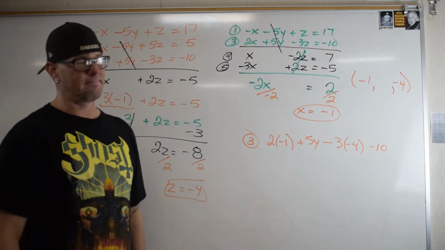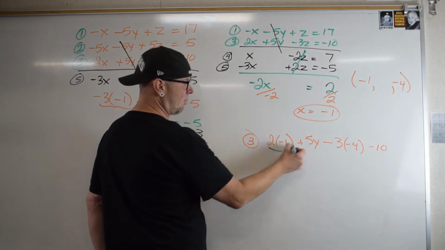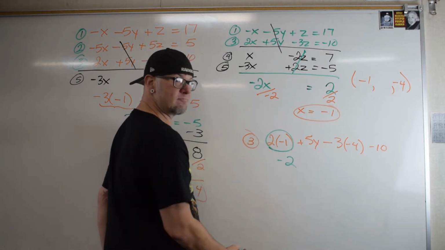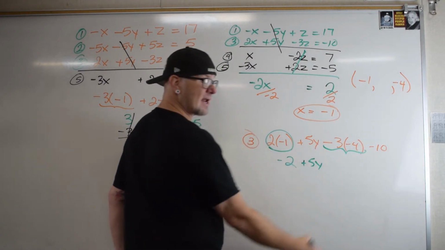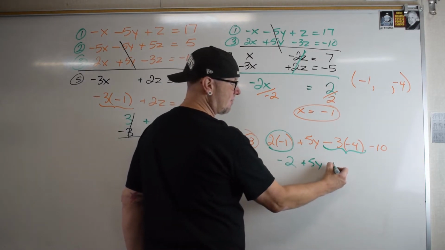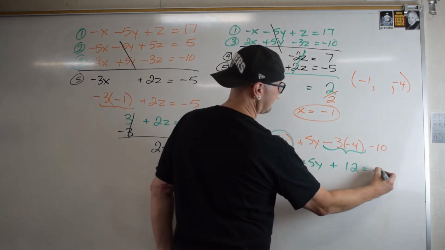So just pick one. 2 times negative 1 would be negative 2, plus 5y. Negative 3 times negative 4, negative times negative would be positive 12, equals negative.